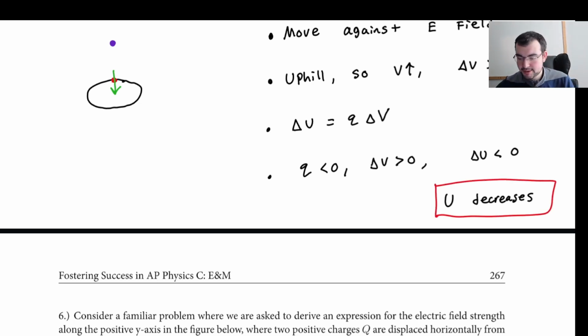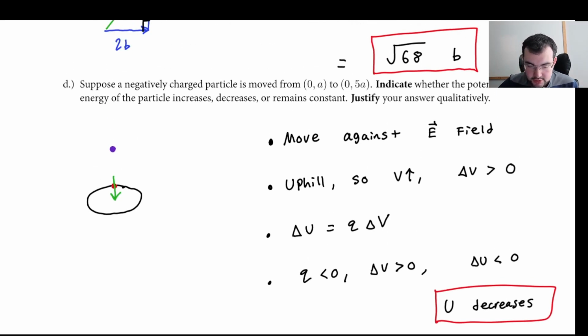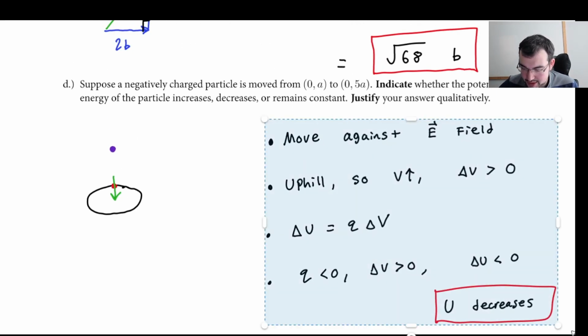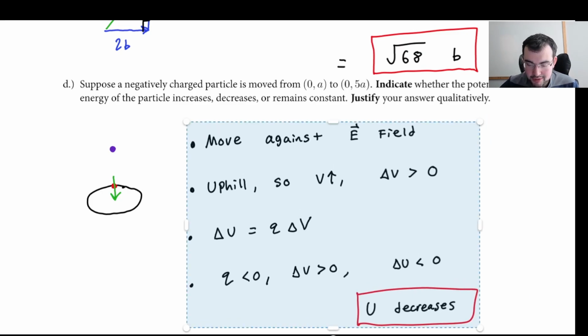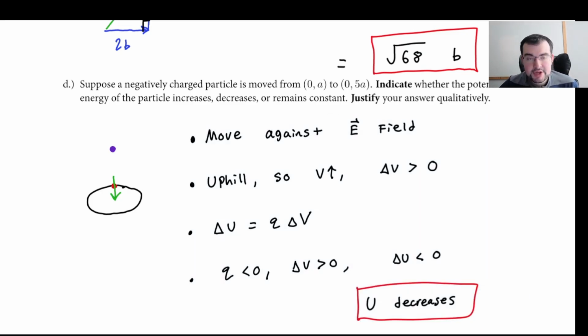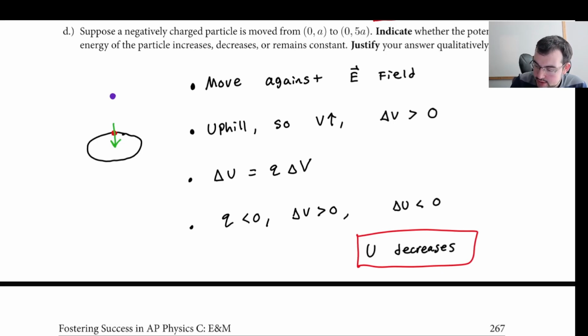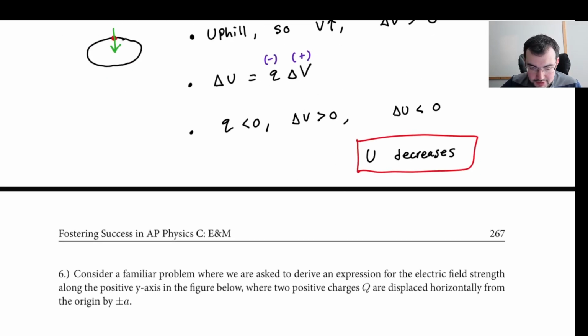Let's run through that argument again. So this does count as qualitative because we did not actually go through and plug in all our values to the potentials to deal with this. So we said that we're moving against the E field. And if you move against the E field, that's traveling uphill, so it's a positive potential difference. And change in energy is that potential difference times your charge. So we said this was a negative value and this was a positive value. So we end up getting a negative value out for our potential energy change. So U decreases of the system.